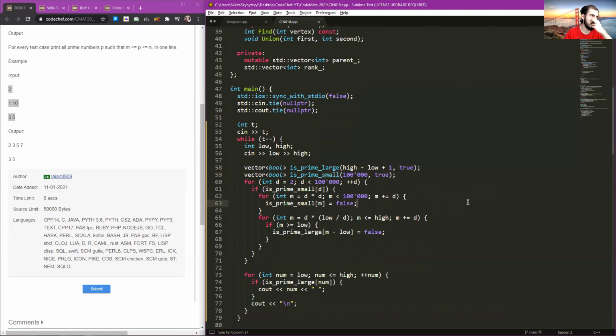To be honest, I don't know what went wrong. We read 1, we read 10. Let's say, how many numbers from 1 to 10? 10 minus 1 plus 1, 10. We start with all true. Then we loop through all possible divisors.